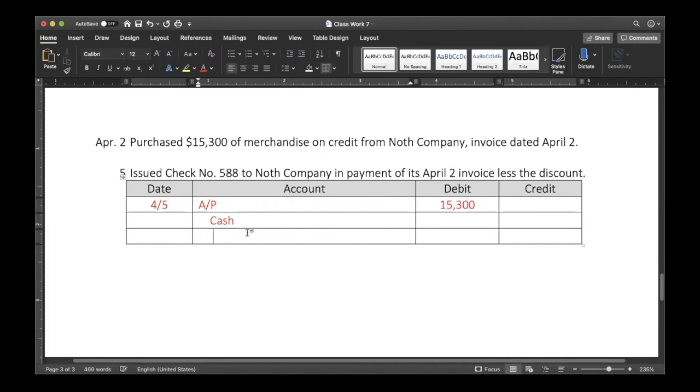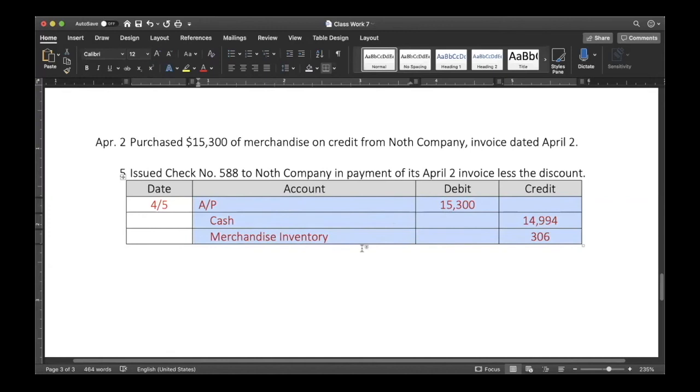Do you remember the name of the discount account when we had made a purchase? It would be the inventory account, merchandise inventory, because it offsets the cost of the goods to us. It was a 2% discount. 2% of the $15,300 is $306. Therefore, the cash that we're giving them is $15,300 minus the discount of $306. It would be $14,994.